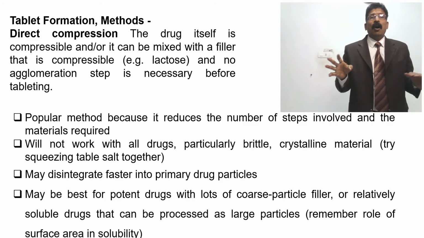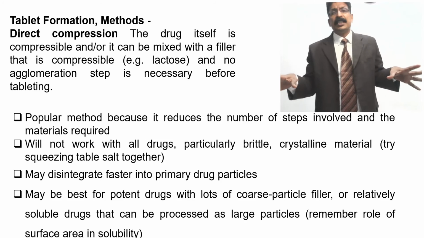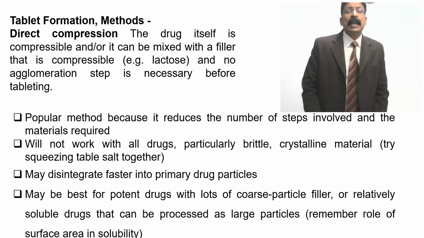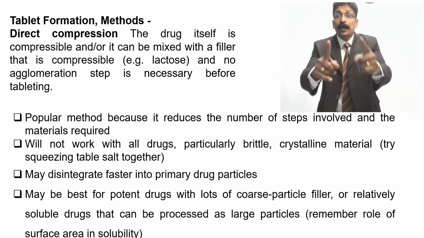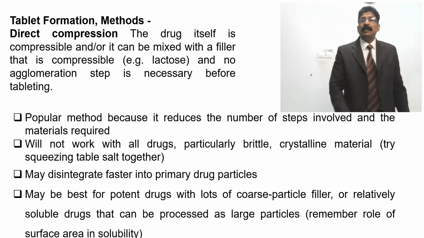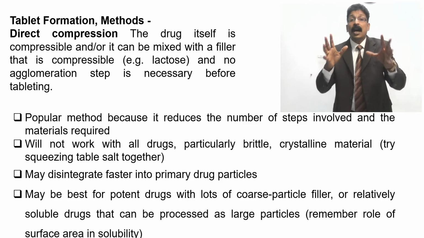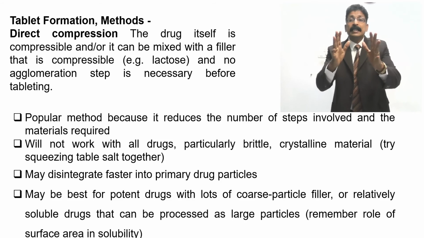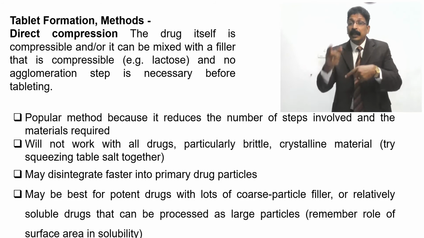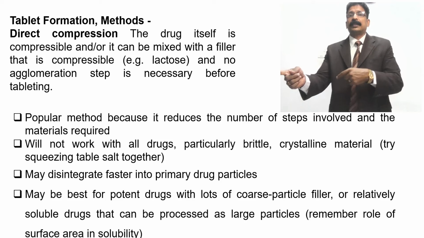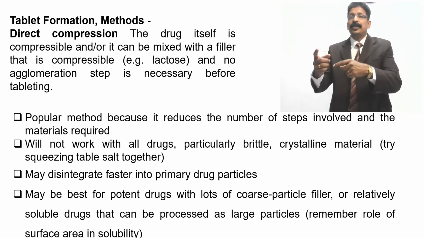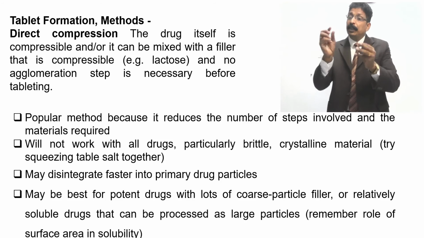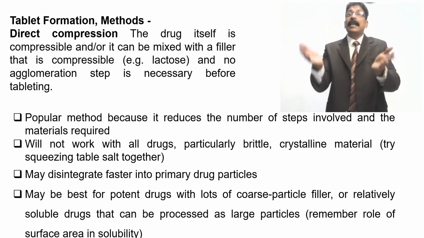So, no agglomeration step is necessary before tableting. What do you mean by this agglomeration step? You might have studied it in your industrial pharmacy. You will make granules and then you will go for compression. That's agglomeration. The small powder will be agglomerated, that means it will be made into small granules and then you will compress.